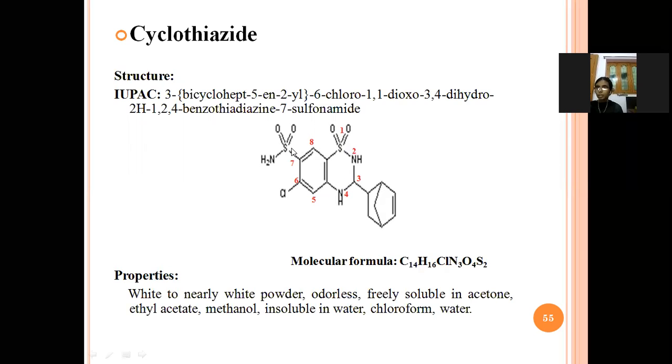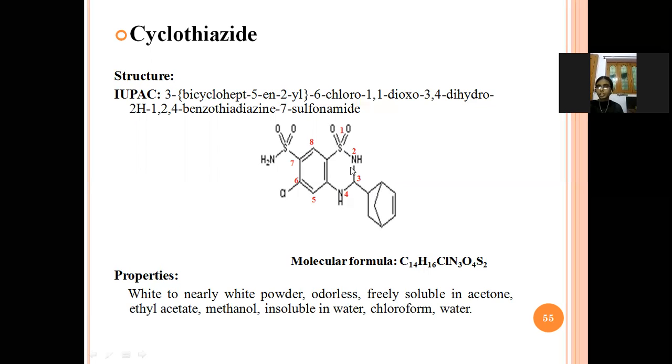benzothiazine. In the 7th position, the sulfonamide group is there. In the 6th position, the chlorine atom. In the 1st position, oxygen atoms are there. In the 3rd position, bicycloheptane is there. See, this is a cyclic structure, and these are two cycles. The bicyclo has two cycles, and here 1, 2, 3, 4, 5, 6, 7, so 7 number is there. So it is known as heptane.